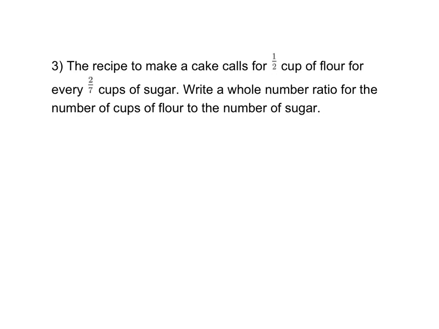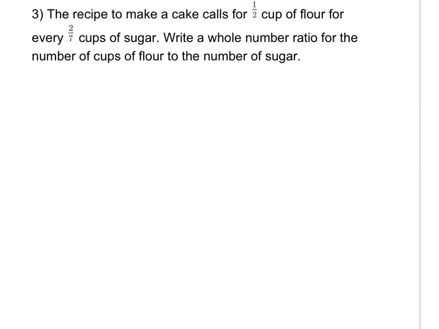And the last one. This is where there's fractions involved. This might look more difficult than it does, but we'll see. So, the recipe to make a cake calls for half a cup of flour for every 2 7 cups of sugar. Write a whole number ratio for the number of cups of flour to the number of sugar. Okay, so flour, the ratio, if you just write it as we see it, it's a half. So the ratio is 1/2 flour to 2 7 sugar.